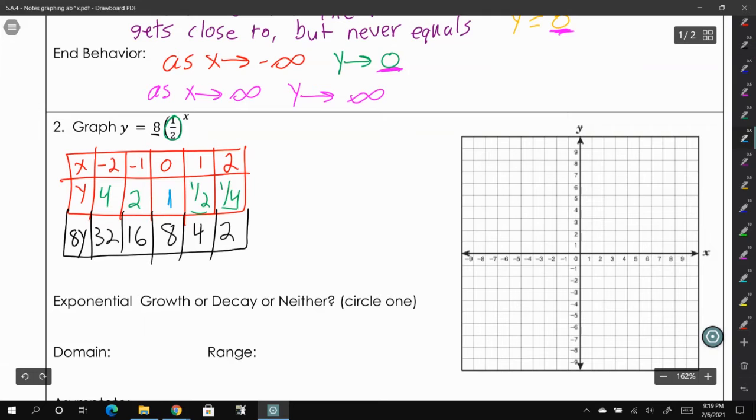So we'll graph those. -2, 32. So it's going to be way up here. -1, 16, so way up here. Oh, let me cross that off. 0, 8. 1, 4. And 2, 2. So this graph starts large and then it gets smaller and smaller. So this is exponential decay. And again, you should recognize that because your b value, that growth rate, is less than 1.